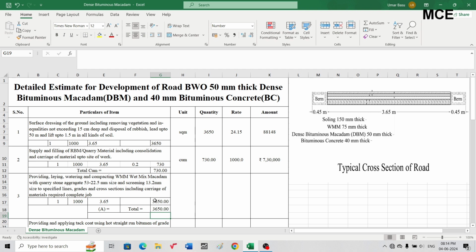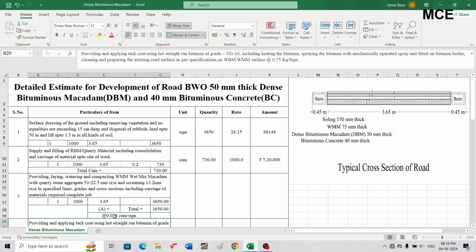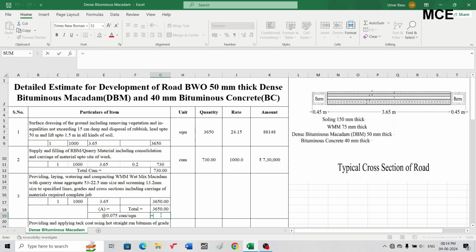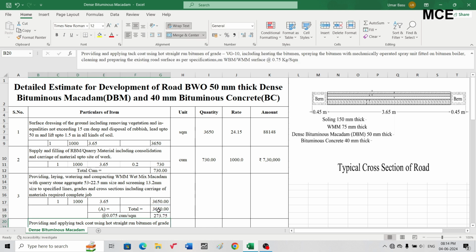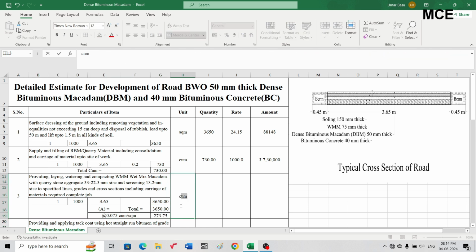We need a compacted thickness of 75 mm. So quantity for this will be at the rate of 0.075 cubic meters per square meter. You just have to multiply 3650 with 0.075 to get the quantity in cubic meters, which is 273.75. Unit cubic meter, quantity 273.75.